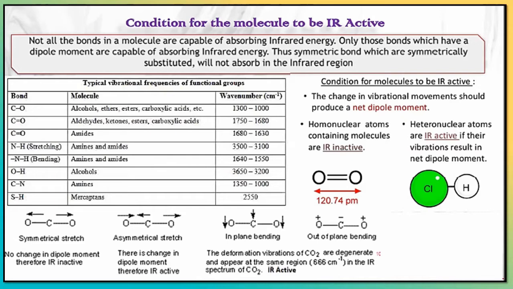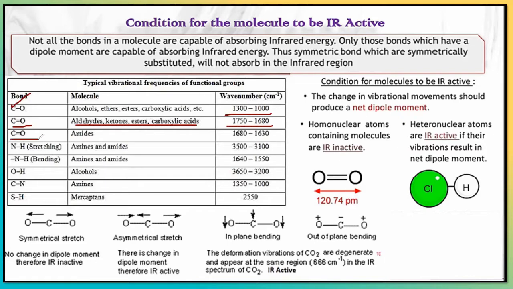So as you can see, there is a list of the molecules where the vibration frequencies are given, whether they are IR active or not. For C single bond O, present in alcohol, ether, carboxylic acid, etc., the corresponding wave number will be 1300 to 1100. Next, for C double bond O in aldehyde, ketone, carboxylic acid, and ester, we have 1750 to 1680.